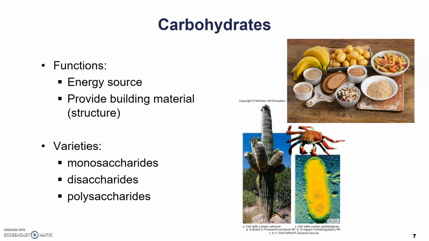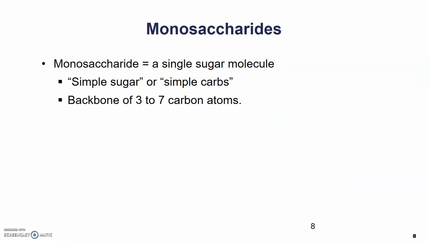But carbohydrates can also provide some structure or building materials for different organisms. They make up the cell walls of bacteria and plants, as well as the exoskeletons of some bugs and crustaceans like crabs. There are three varieties of carbohydrates we're going to talk about in the next couple slides: the monosaccharides, or those monomers that make up carbohydrates, disaccharides, and polysaccharides, which are your polymers.